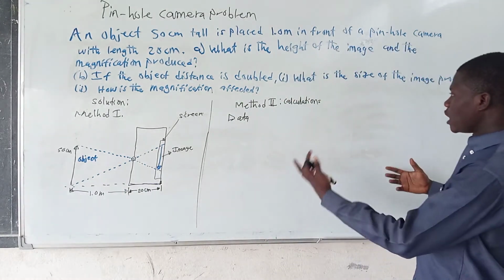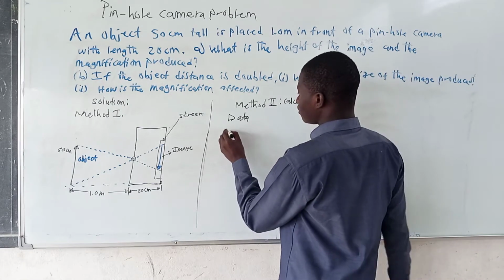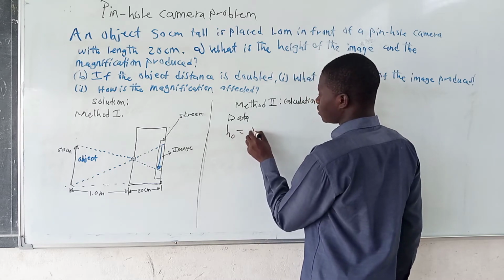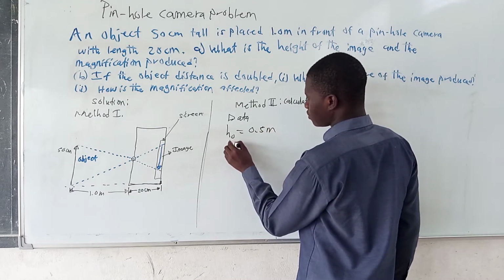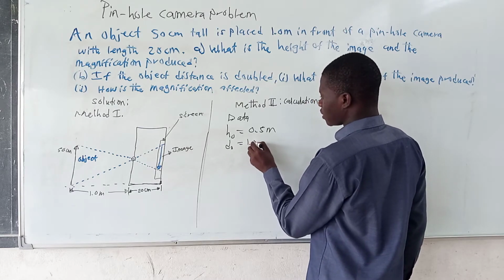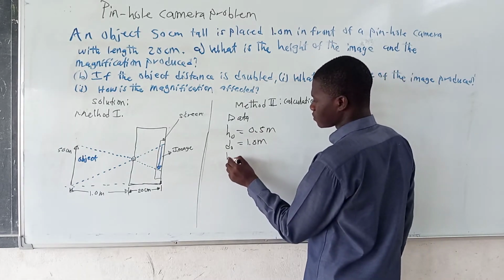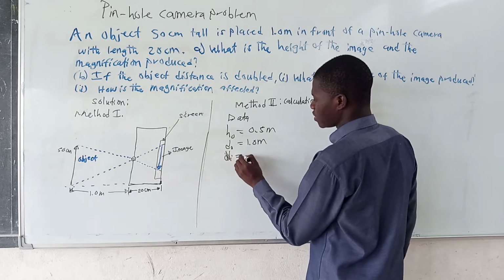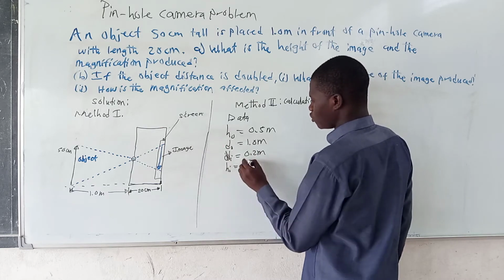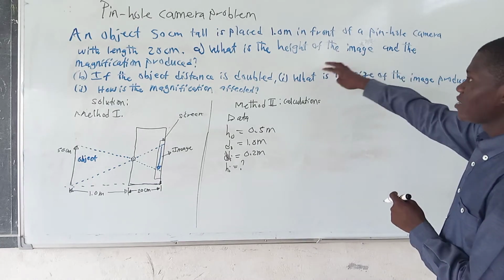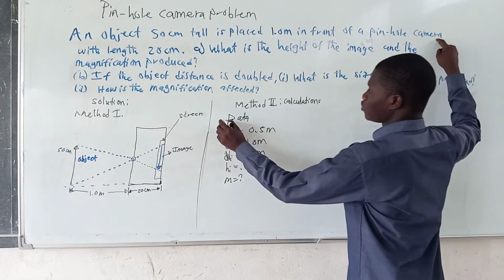Good. Now, method 2 is where we use the analytical method, or the calculation method. The data that we have: firstly, we have the object height to be 0.5 meter. We have the object distance to be 1.0 meter. We are converting the centimeter to meter. You have the image distance to be 0.2 meter. You have the image height to be the unknown, the answer for the height of the image, and we also want to find the magnification of that image. That is for the A portion.